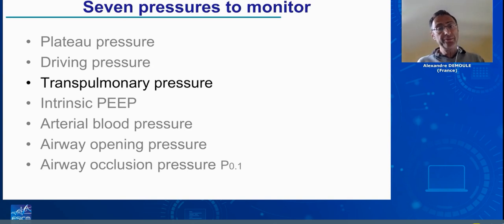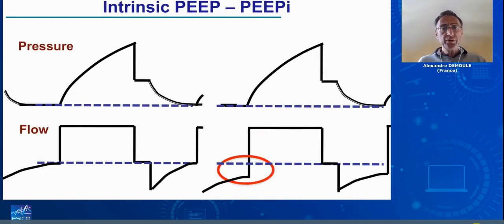Then we have transpulmonary pressure, but I will not expand on transpulmonary pressure because Daniel Talmor will give us a talk on transpulmonary pressure during this webinar. And we have intrinsic PEEP. So, what is intrinsic PEEP? Intrinsic PEEP is generated when there is a volume of gas that is trapped in the lung at the end of expiration.